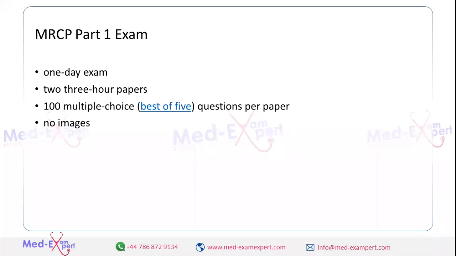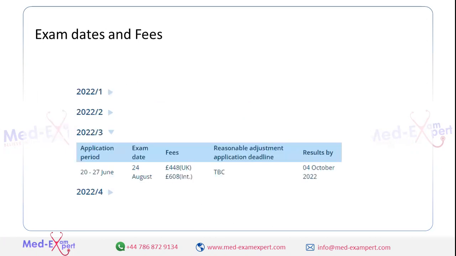This is the difference between part 2 and part 1. The part 1 exam does not have any images, whereas in the part 2 exam, you need to focus on a few of the images. At present, you can take both as an online as well as an offline exam. From 2020 onwards, from the COVID era, there is the option of online. Otherwise, it was an offline exam.